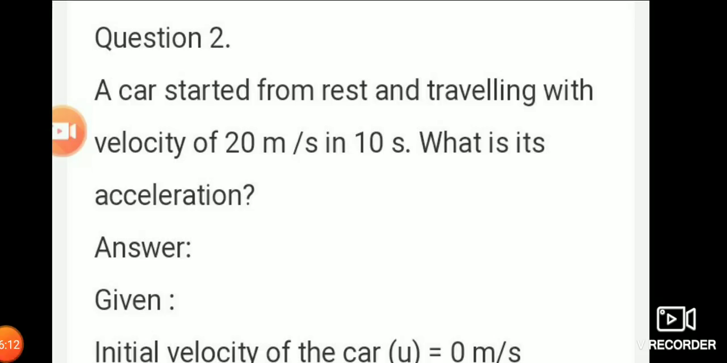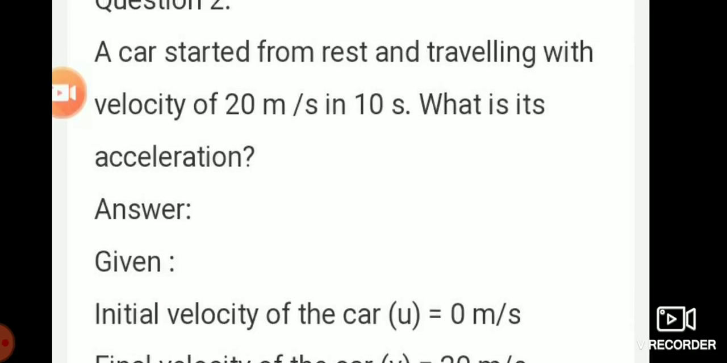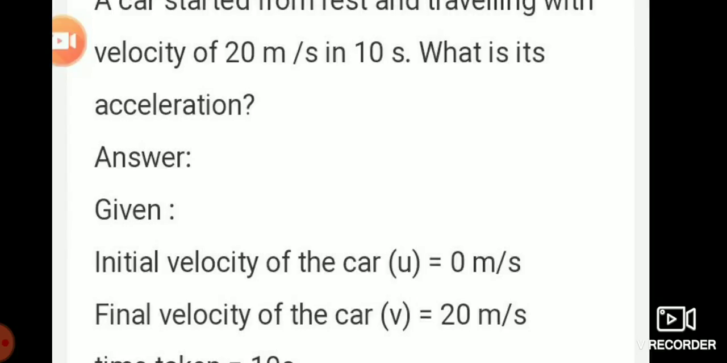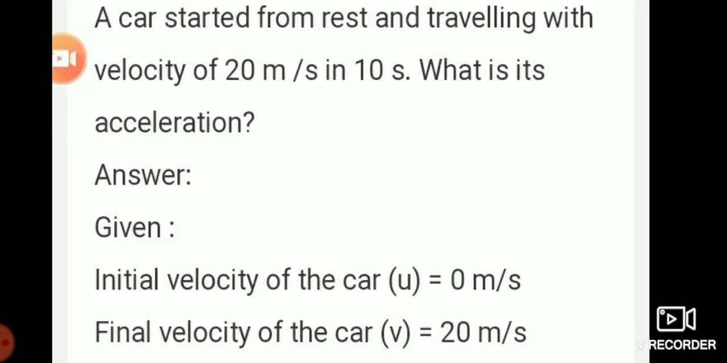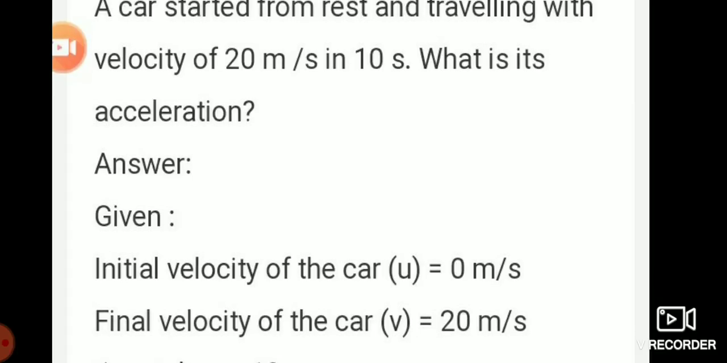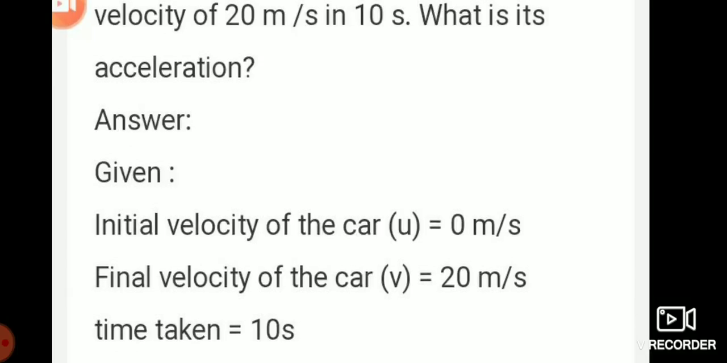Look at this. A car starts from rest and travels with a velocity of 20 meter per second in 10 seconds. What is its acceleration? So initial velocity of the car we should take as u. Initial velocity of the car is 0 meter per second. Final velocity of the car reaches 20 meter per second in 10 seconds. Time taken is 10 seconds.